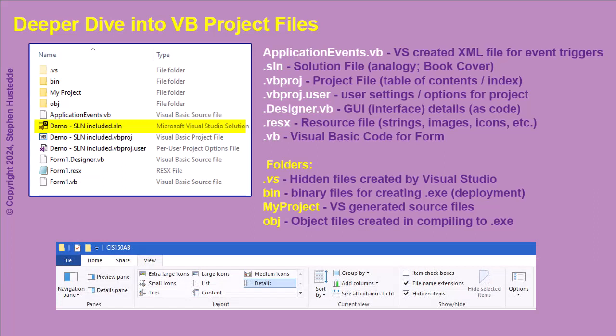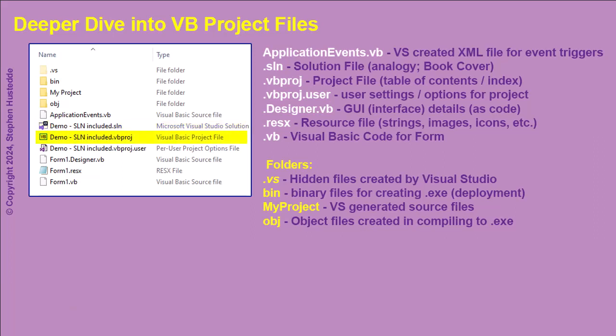By the way, make sure in Windows Explorer that you are viewing the file extensions. There's an option under the View menu in Windows Explorer to turn those extensions on or off, so you'll see the .sln. Then we have a VB project file. Its extension is .vbproj. This is sort of the table of contents or the index of our project. It contains links to all of these files.